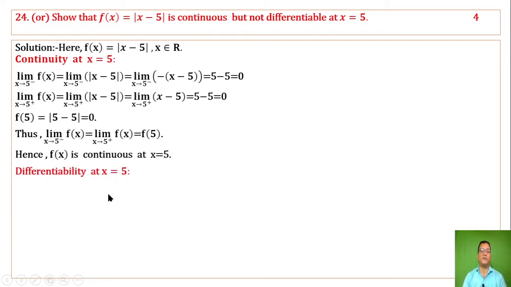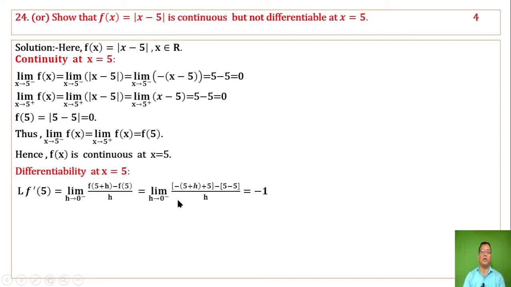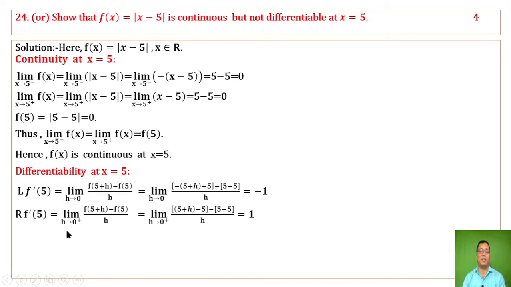Differentiability at x equal to 5. Left hand derivative at 5: x minus 5 is less than 5, and therefore its absolute value is minus x minus 5 plus 5, and f of 5 is 5 minus 5, and after calculation we get minus 1. Similarly, for the right hand derivative at 5, x minus 5 is greater than 5, therefore its absolute value is x minus 5. After calculation we get 1.